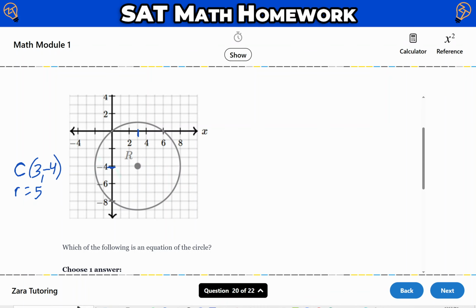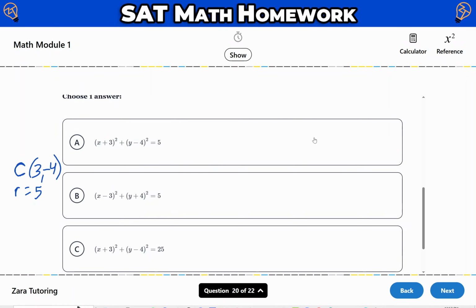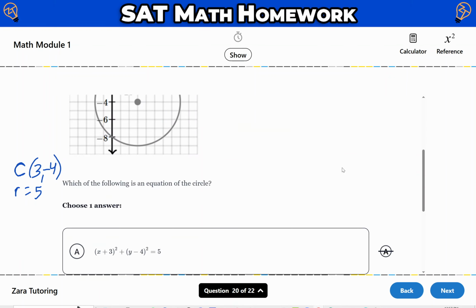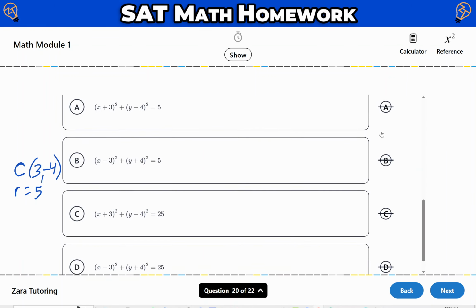Now, to be able to find the equation that matches those two characteristics, we really need to know what is that standard equation of a circle. So let's go ahead to the point where we can start eliminating answer options based on the fact that the standard equation of a circle is the quantity x minus h squared plus y minus k squared is equal to r squared.